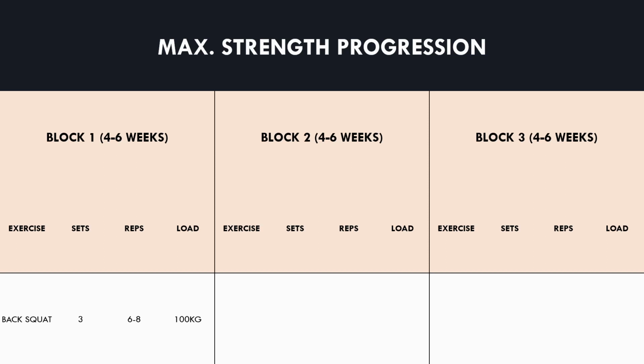After using this load for around 4 to 6 weeks, a heavier load can be used of 110 kilos. This will allow the athlete to perform the back squat in the rep range of around 4 to 6. Finally, the load can increase once again to 120 kilos, which will allow the athlete to lift in the 1 to 3 rep range.